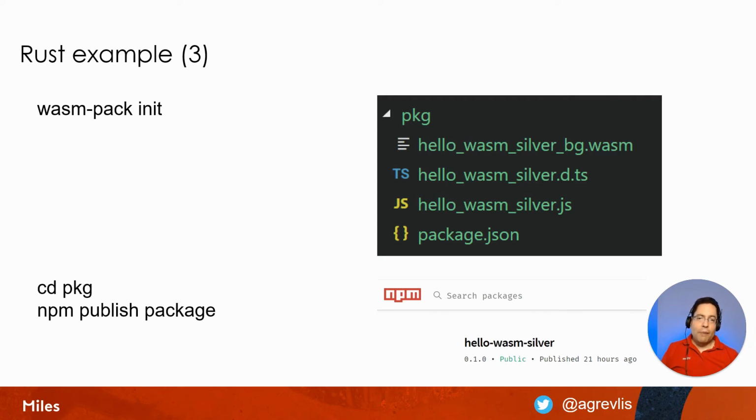Then in order to pack this, we can use WASM pack init in order to package this into, first we will get the folder, which consists of 4 different files that we will have a look at. And then after that, we can just publish it as we do with any regular npm package. So we just do npm publish on the package, and then we can see our package, the Hello WASM Silver package, up on npm. But let's have a look at the content of this package.